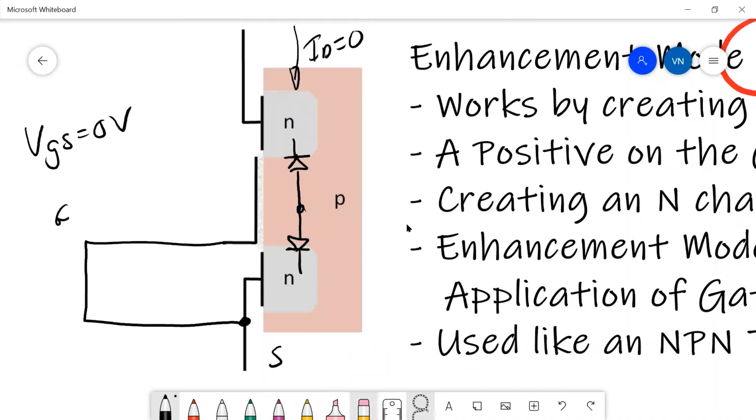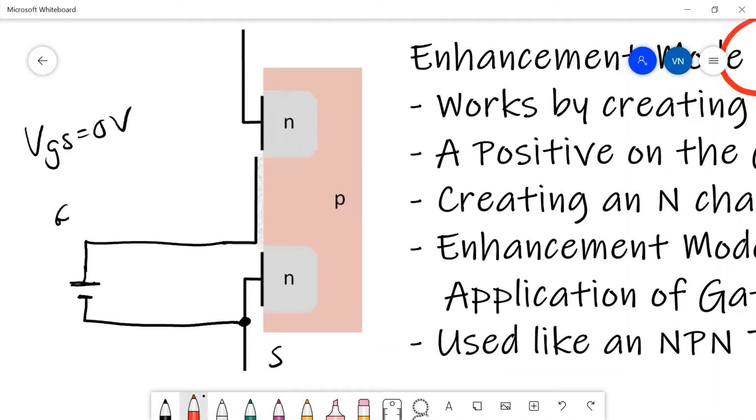So that's unbiased. How do we turn this into a biased FET? In order to do that, we need to apply a gate voltage. So we remove the short and we replace that with a positive voltage source. Now, although the majority carriers in a p-type region are holes, that doesn't mean that there aren't electrons in there. It just means that there are more holes than there are electrons, and that's where most of the current is.